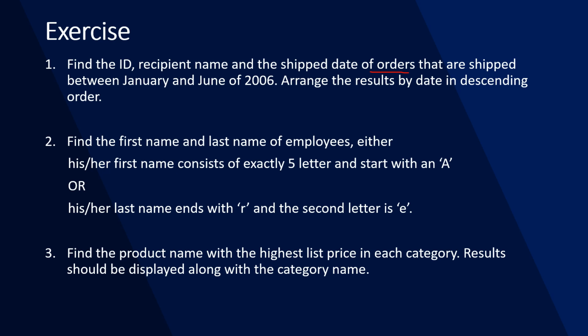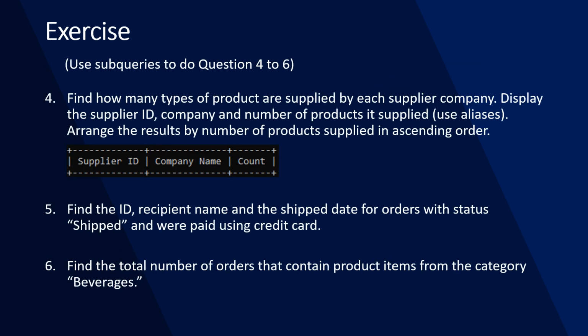I think that's all for today. Oh, we continue with question 4 and 6. Find how many types of product are supplied by each supplier company. Display the supplier ID, company, and number of products it supplied. Use aliases. Okay, remember aliases. Arrange the result by number of products supplied in ascending order. So for questions 4 to 6, we're going to use subqueries.